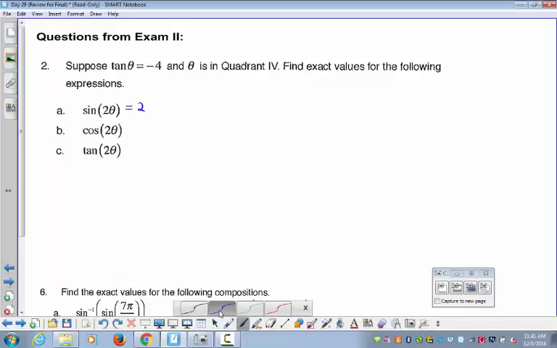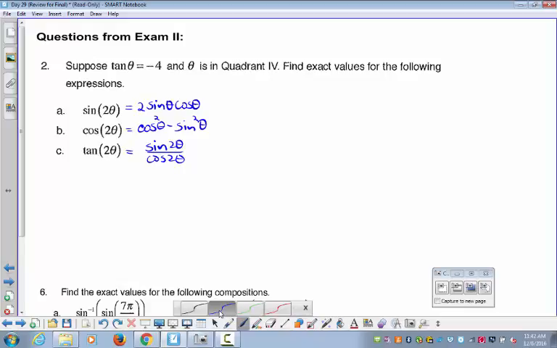We know from our identities that sine of 2 theta is 2 sine theta cosine theta. We know from our identities that cosine of 2 theta is cosine squared theta minus sine squared theta. And tangent of 2 theta, we usually write it as sine over cosine. Instead of remembering or dealing with another identity, just do that.